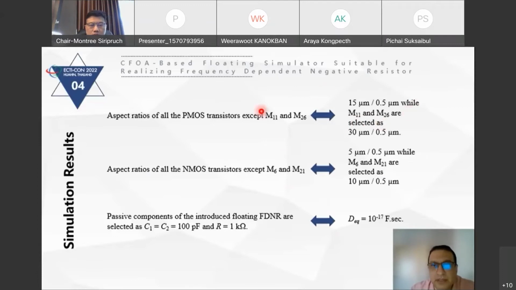Here is a summary of the aspect ratios of the MOS transistors. For example, for PMOS, it is equal to 15 micrometer divided by 5 micrometer, but for the NMOS, it is equal to 5 micrometer divided by 0.5 micrometer. And for the FDNR circuit, we selected C1 and C2 equal to 100 picofarad and R equal to 1 kilo ohm. That results in an FDNR value equal to 10 to the power minus 17 farad second.